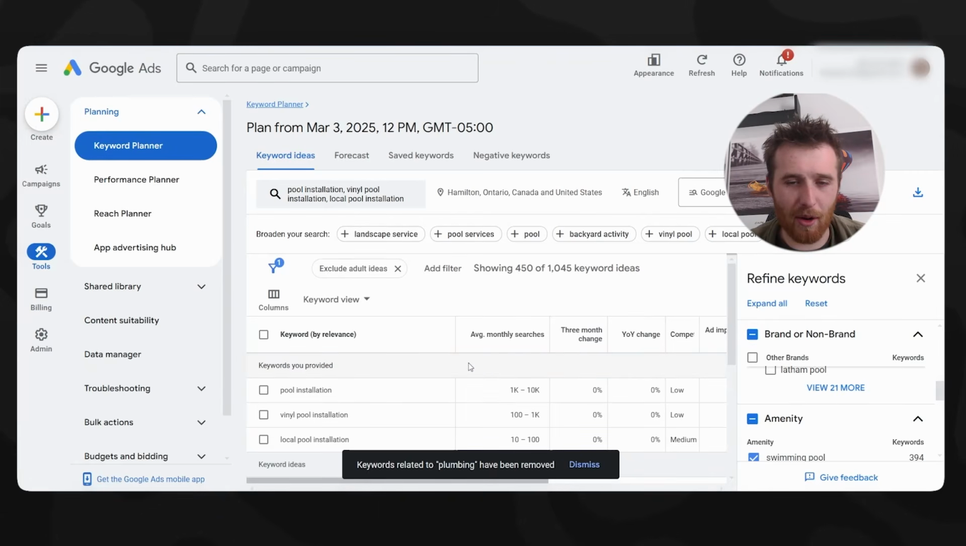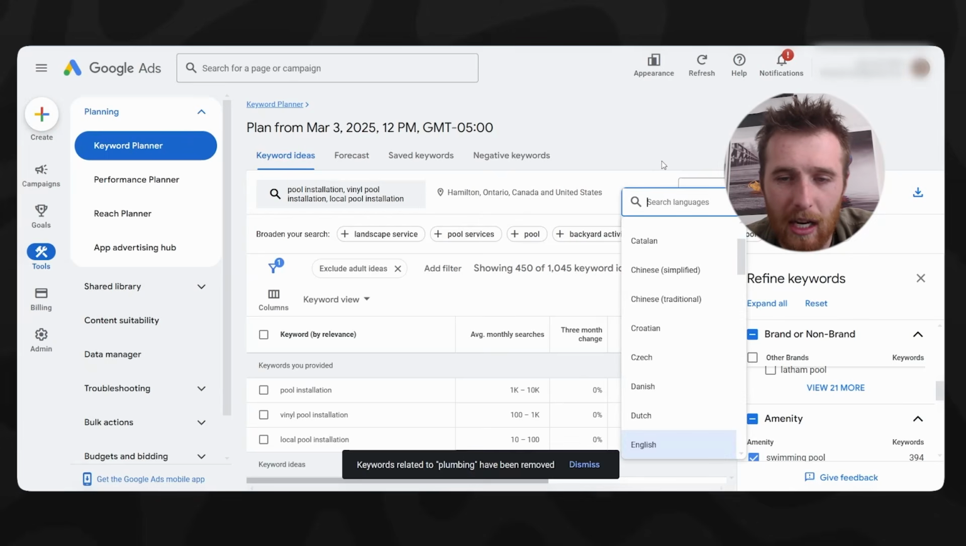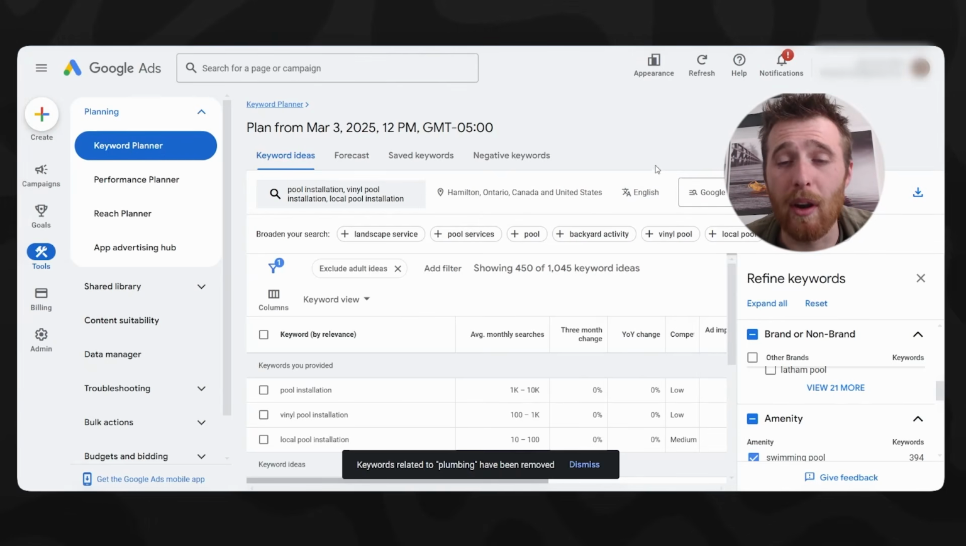Now that we've gotten through and reduced a whole bunch of keywords, and it's a lot easier to use, I'm going to go through some of these actual things, and I'm going to explain to you what they are. First off, this is the language setting that we just talked about. It just chooses the language that people are actually searching in.